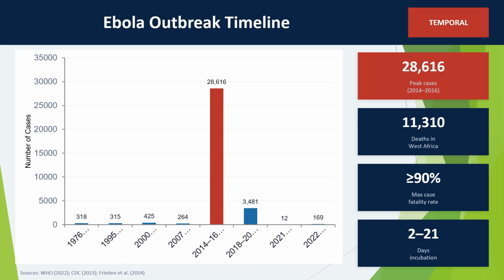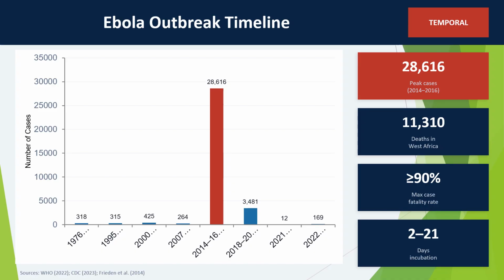It spread across Guinea, Sierra Leone, and Liberia, and even reached the United States and Europe through international travel. The 2018 to 2020 Democratic Republic of Congo outbreak was the second largest, with 3,481 cases. This was the first major outbreak to occur alongside an active vaccine campaign, which helped limit its spread.